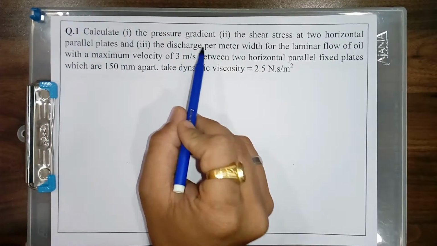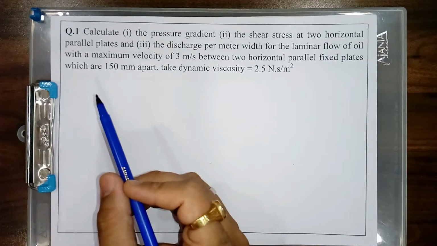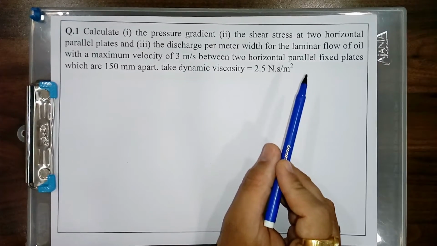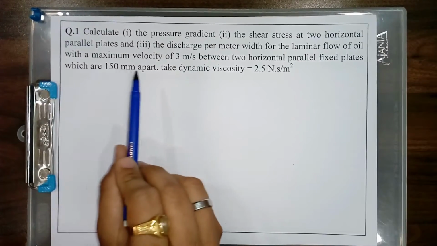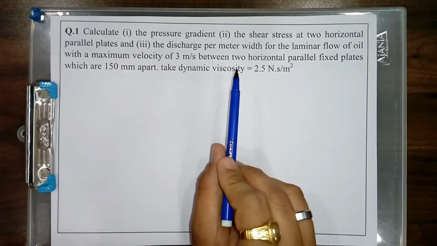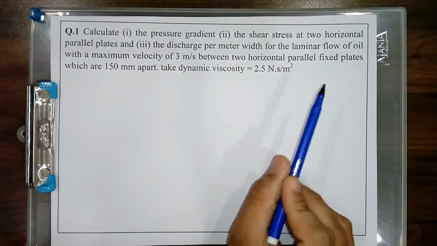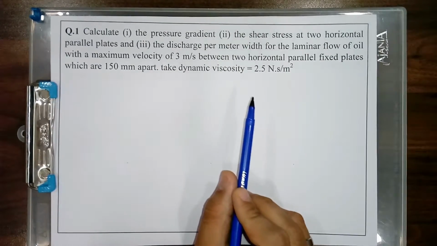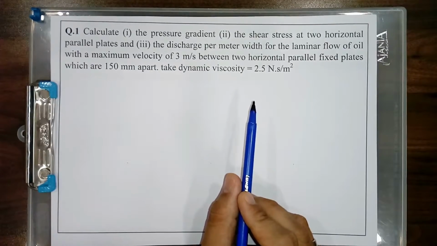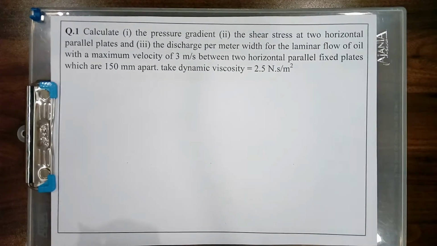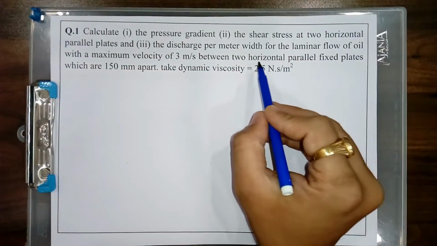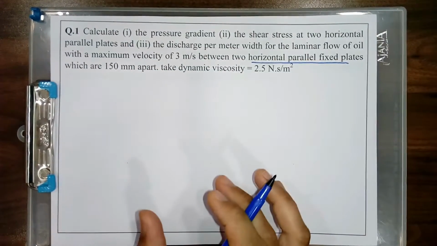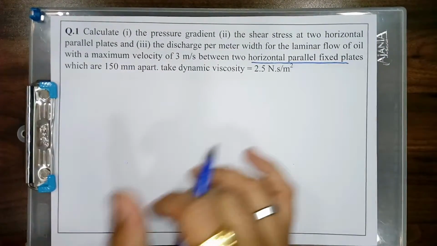Calculate the pressure gradient, the shear stress at the two horizontal parallel plates, and the discharge per meter width of laminar flow of oil with a maximum velocity of 3 meter per second between the two horizontal parallel fixed plates which are 150 millimeter apart. Take the dynamic viscosity as 2.5 Newton second per meter square. So students, here the case is given, that is the horizontal parallel fixed plates, and the flow of this viscous fluid happens between these two plates.